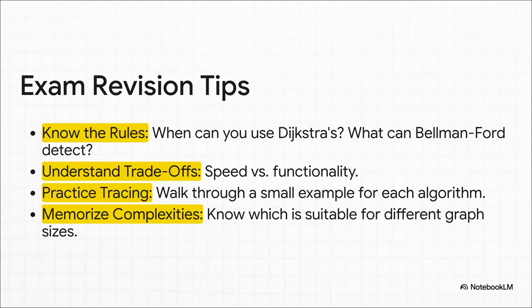So, when you're studying, here's what to focus on. One, know the rules cold, especially that negative edge rule for Dijkstra's. Two, understand the trade-offs. It's almost always a question of speed versus safety and features. Three, practice tracing them on paper. I guarantee you'll be asked to walk through an example. And four, memorize those time complexities. They're your guide to knowing which tool is even possible to use for a given size of graph.